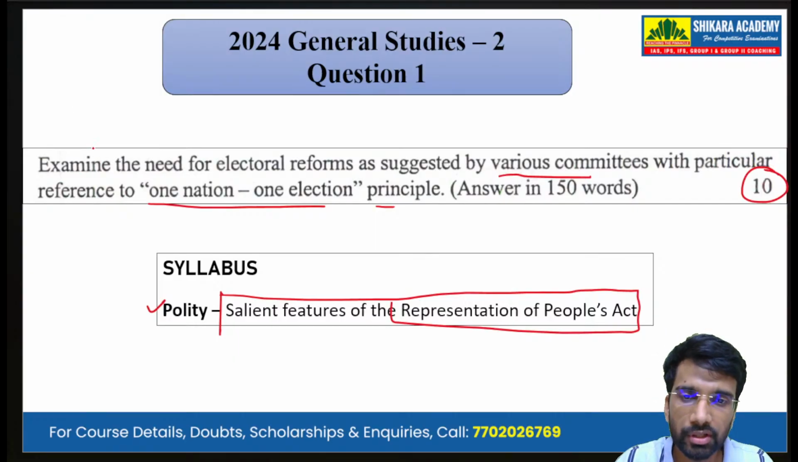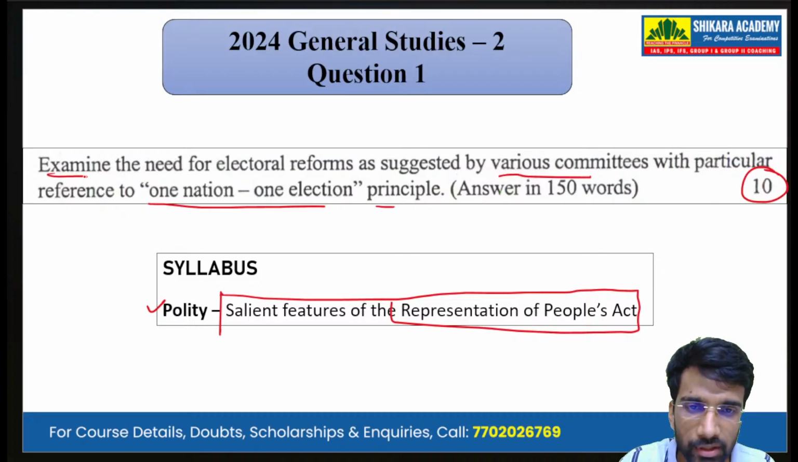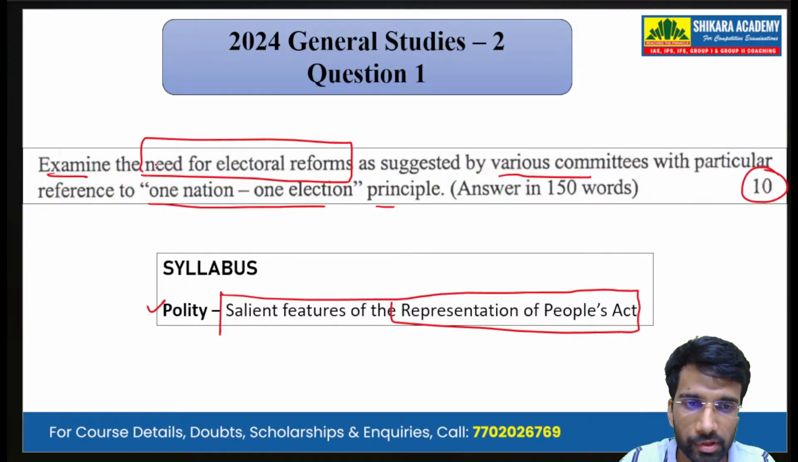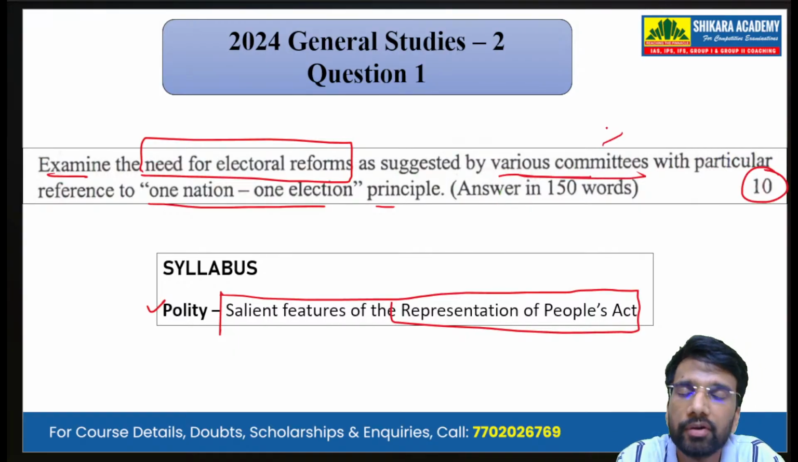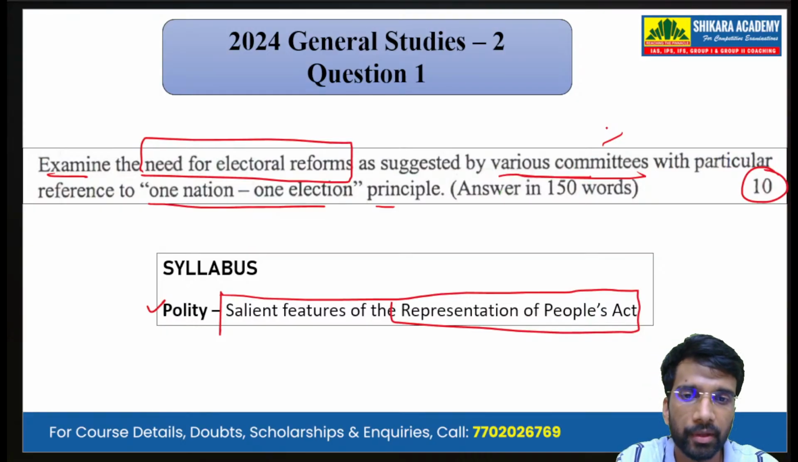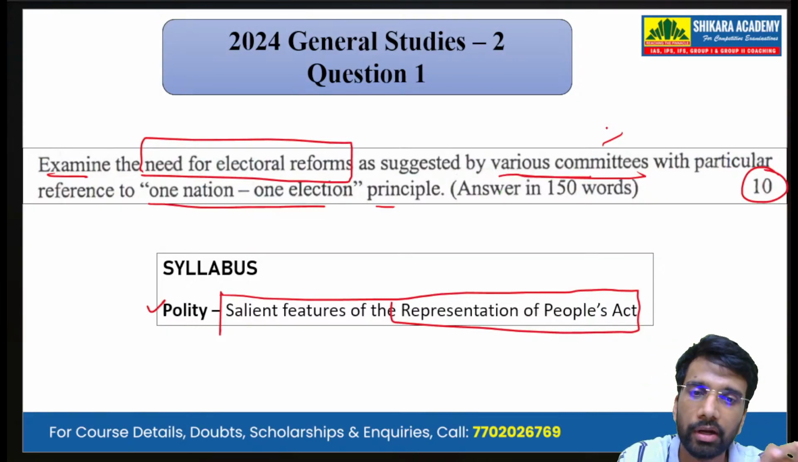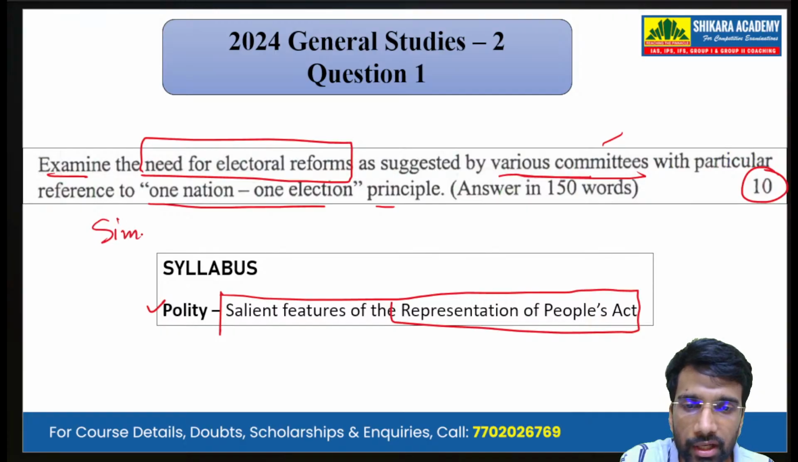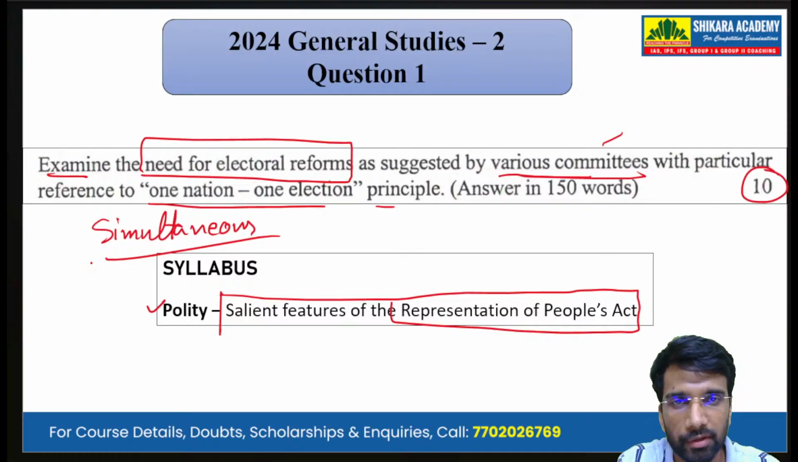Now, this question asks us to examine the need for electoral reforms as suggested by various committees. So what are the different committees that have been established by the Government of India for reforming the election process in the country? And we have to give specific reference to one nation, one election, that is, simultaneous elections. We have to throw light on simultaneous elections as well.